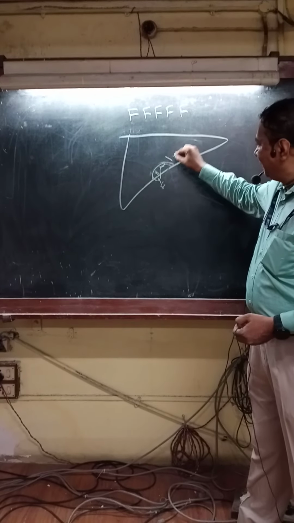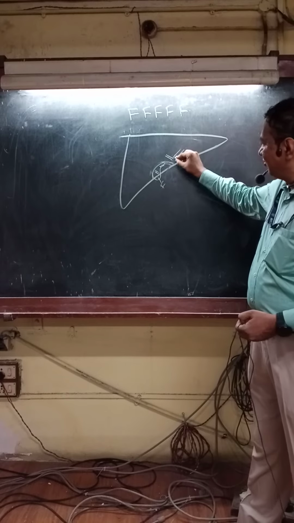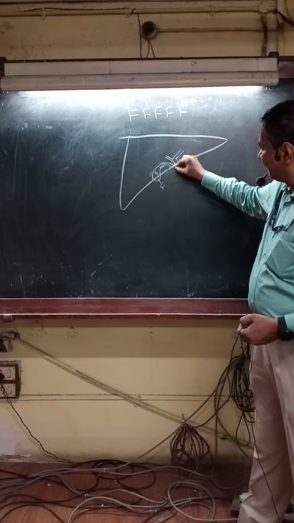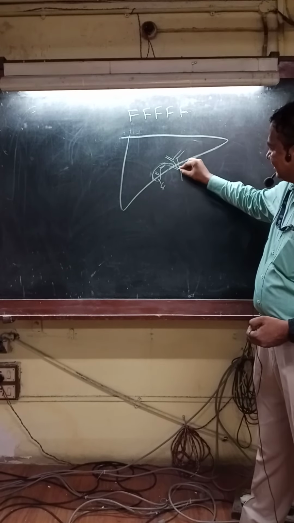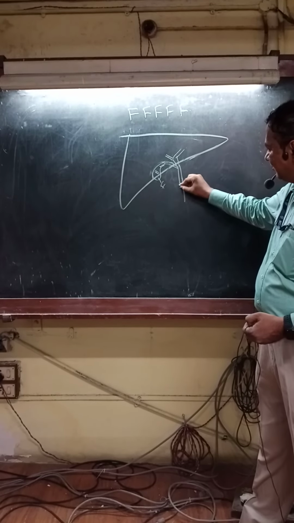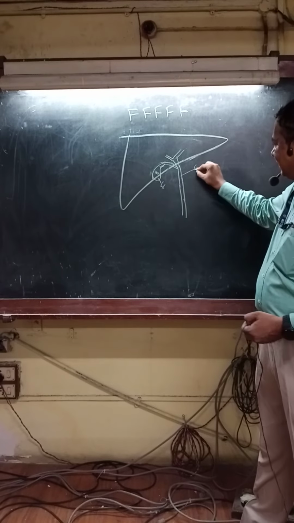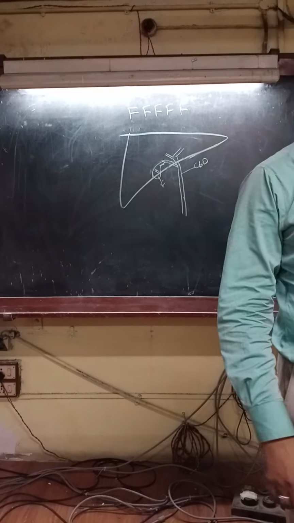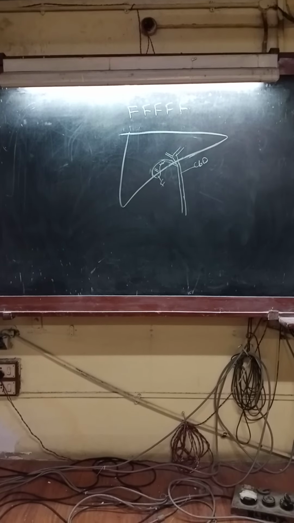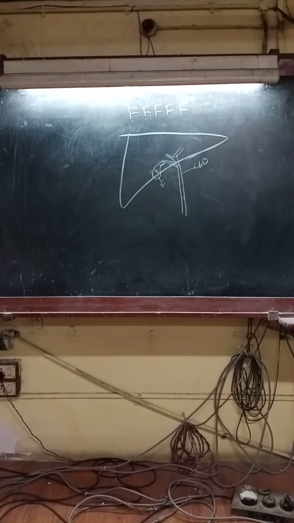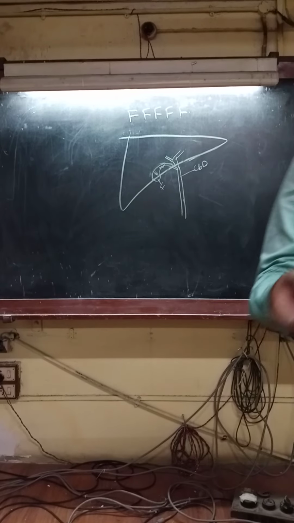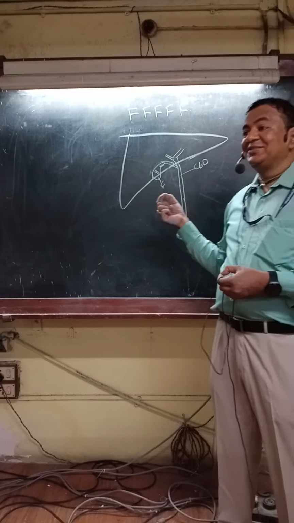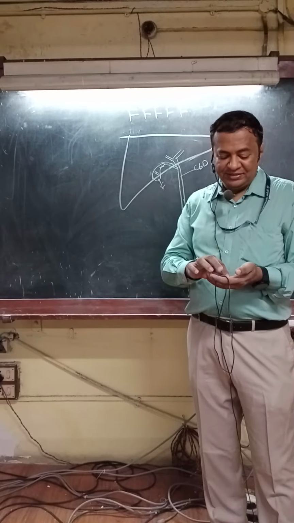So here there are two hepatic ducts. They unite to form the common hepatic duct, and then the cystic duct joins, and then there is the common bile duct, CBD. You will come across this medical term when you go to the surgical line. Oh, there is something in the CBD. CBD is the common bile duct.